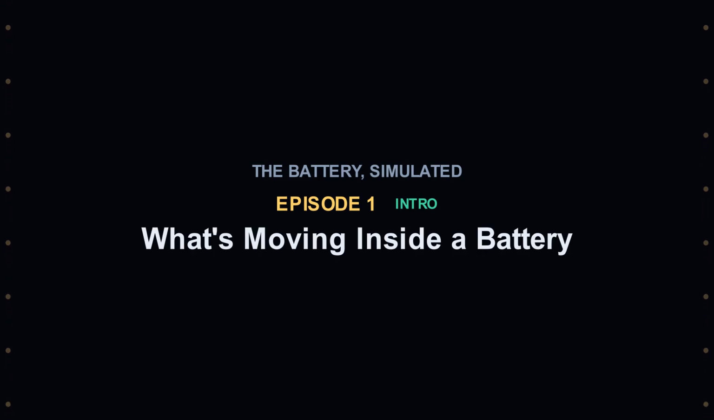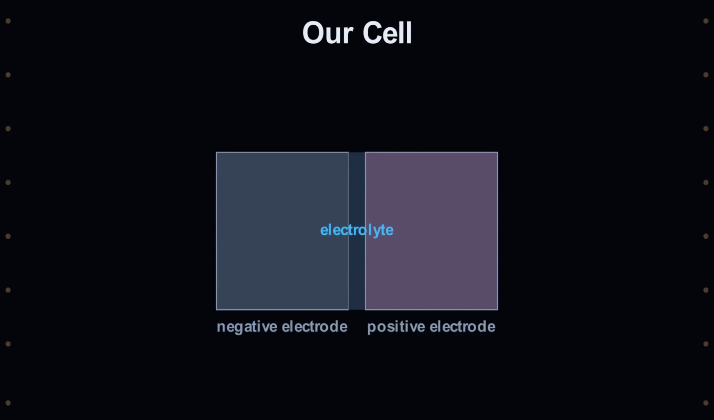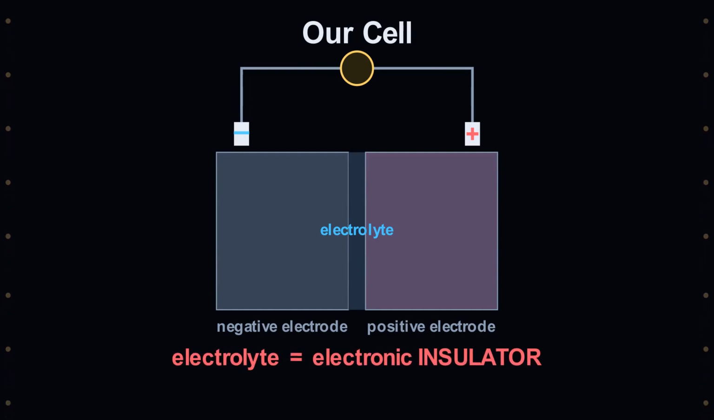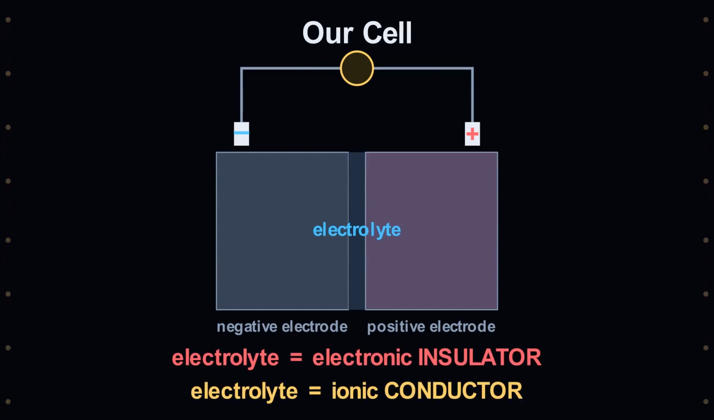So what exactly is moving in there? Today, we shrink down and simulate the invisible world inside a single cell to finally see what's really going on. This is our cell, the one we will study for this entire series. It has 3 parts. On the left, the negative electrode. On the right, the positive electrode. And soaked through everything in between, a liquid called the electrolyte. Connect a wire and a light bulb across the 2 ends, and the battery comes alive.